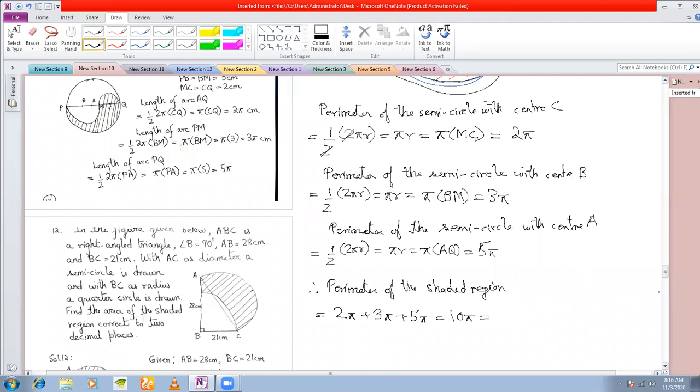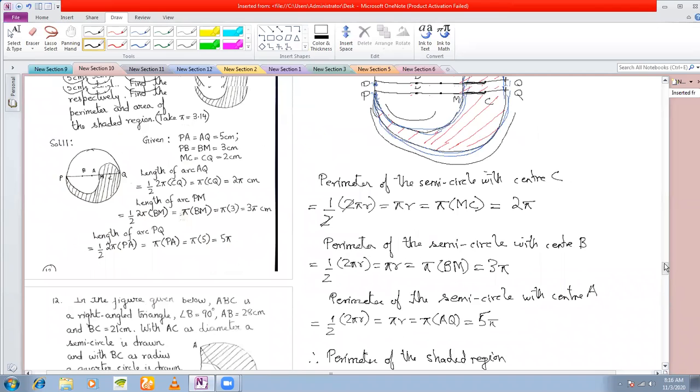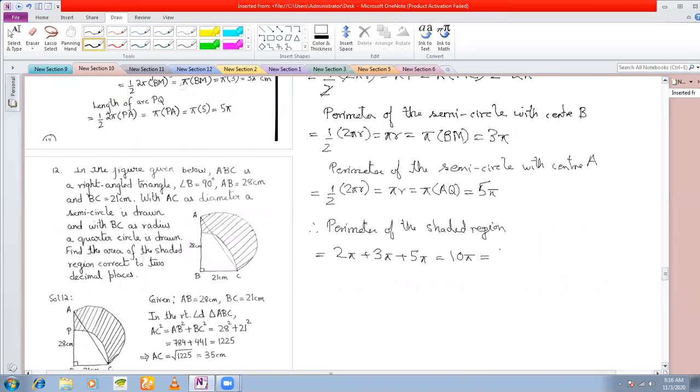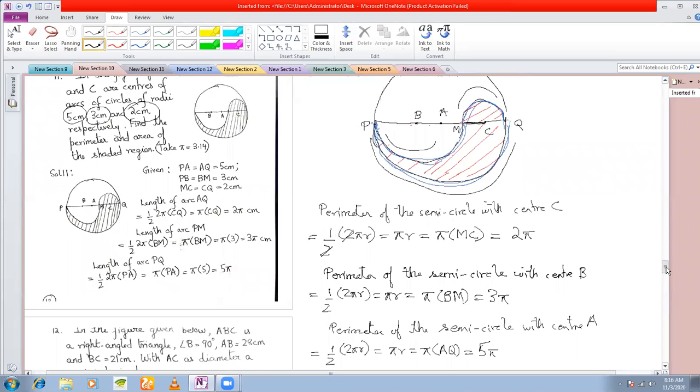And what is the value of pi that they have asked you to take? 3.14. So now we put the value of pi. 10 into 3.14, which comes out to be 31.4 centimeters. Okay. So this was all about the perimeter. The next part of the question says find out the area also of the shaded region. So we now proceed to find out the area.